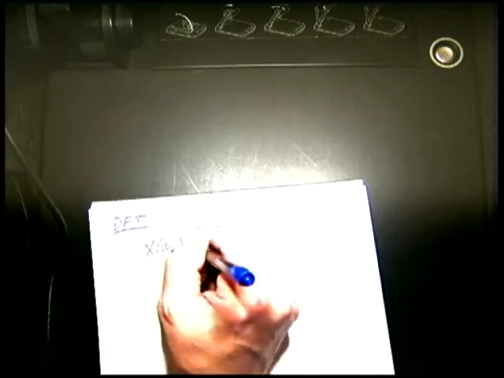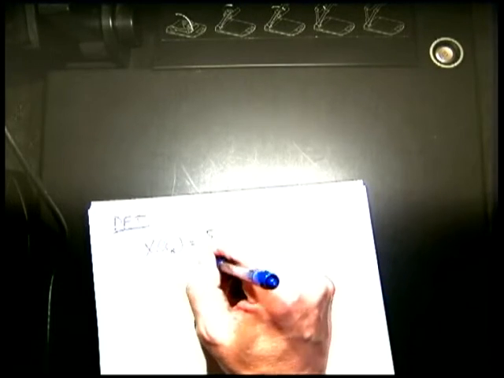X of omega sub k equals the sum from n equals 0 to capital N minus 1 of x of t sub n times e to the minus j omega sub k t sub n. So that's the DFT.